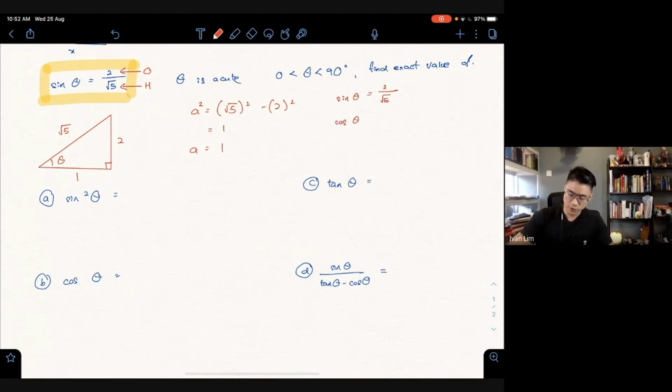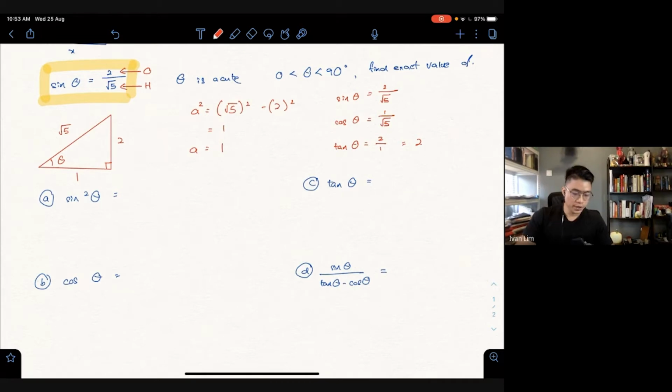Cos theta, which is adjacent over hypotenuse, which is 1 over sqrt 5, right? Okay, 1 over sqrt 5. And then tangent theta, which is TOA. Opposite over adjacent. Okay, which is 2 over 1, which is equals to 2.